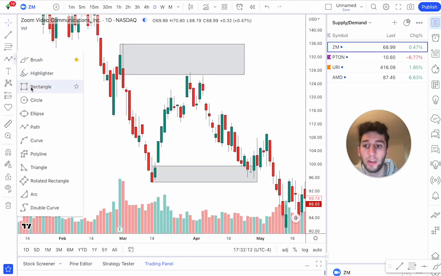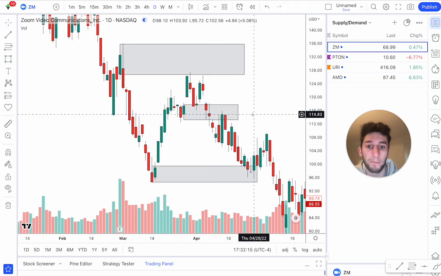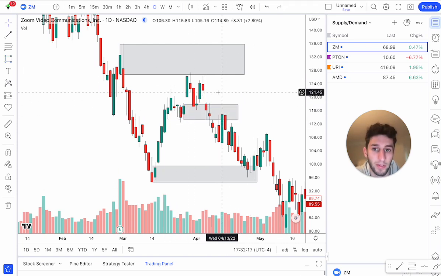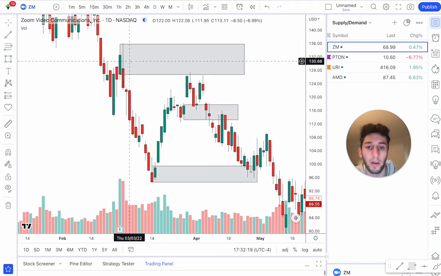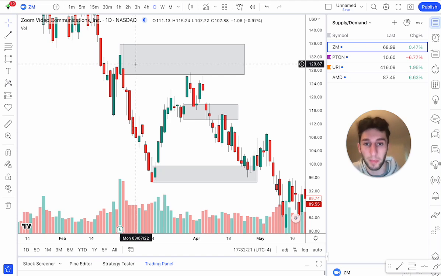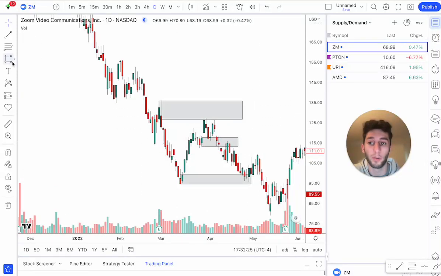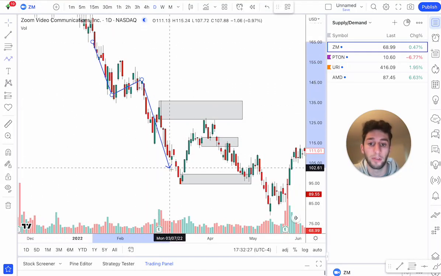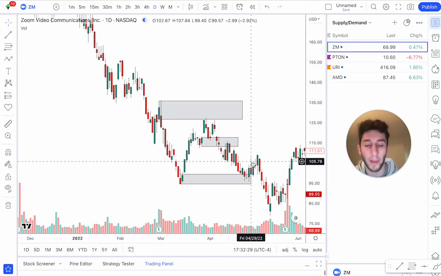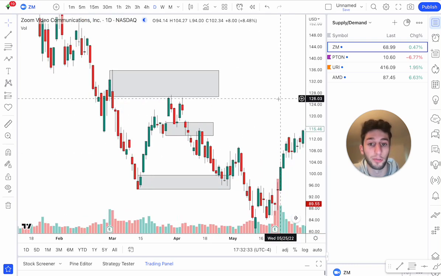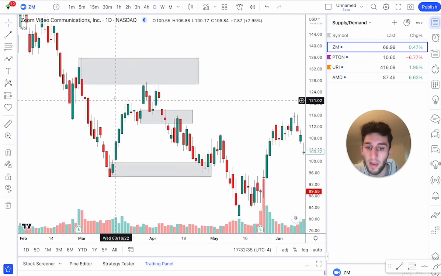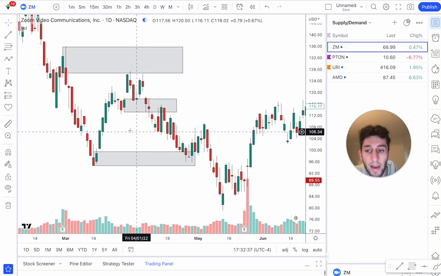So as soon as we see that this demand gets taken out, we know sellers are in control. And we know that this supply zone held as well. So there's two pieces of information telling us that sellers are in control. Actually three, just the overall fact that we're in a longer time frame downtrend. So you have multiple layers of confirmation telling you that sellers are in control and you do not want to be buying.